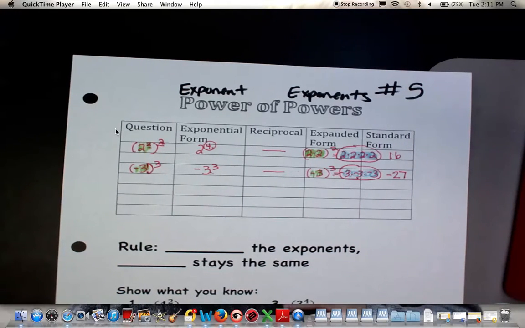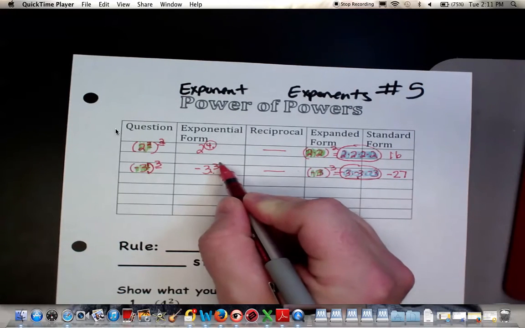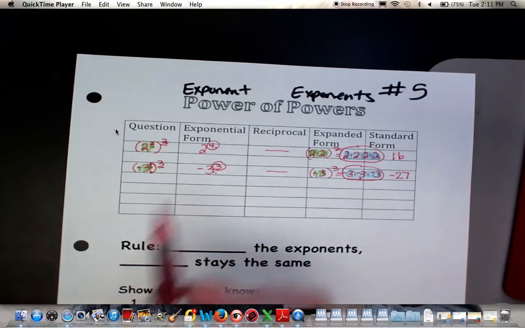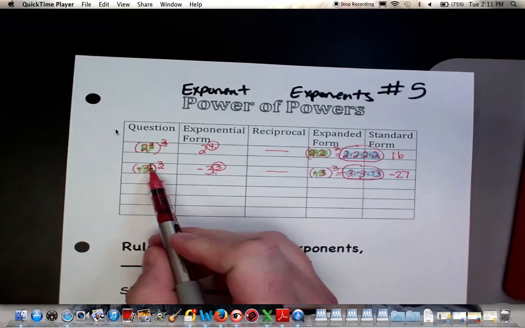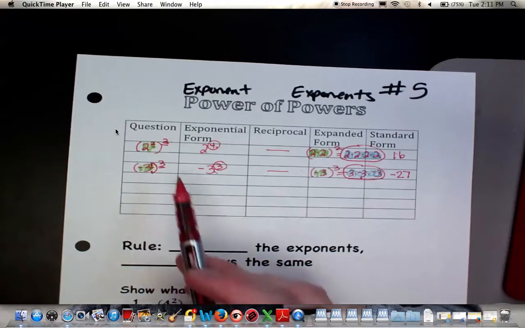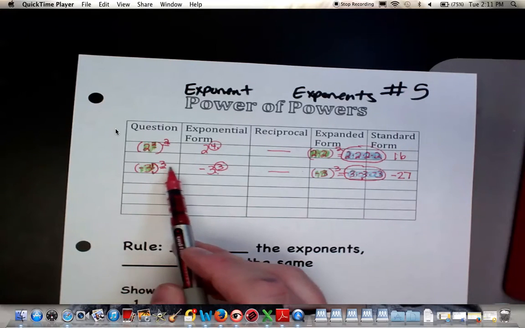Now I want you to think, what did I do with the 1 and the 3 to get this 3? What rule did I use? Okay, did I add the 1 to the 3 to get 3? Did I multiply 1 times 3 to get 3? Okay, if I added 2 plus 2 to get 4, and I add 1 plus 3, does it give me 3?